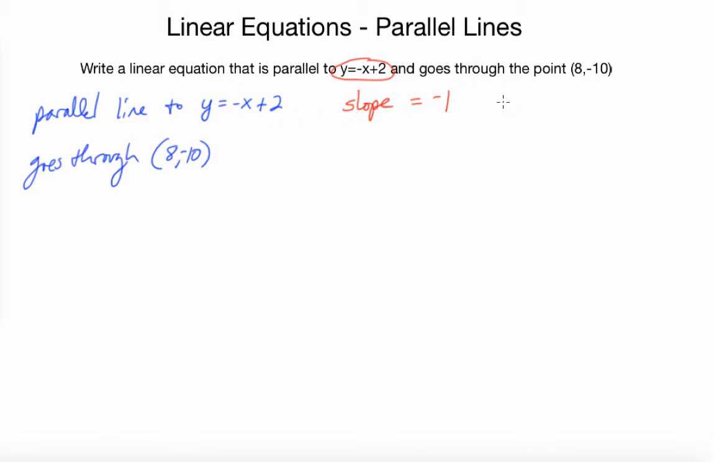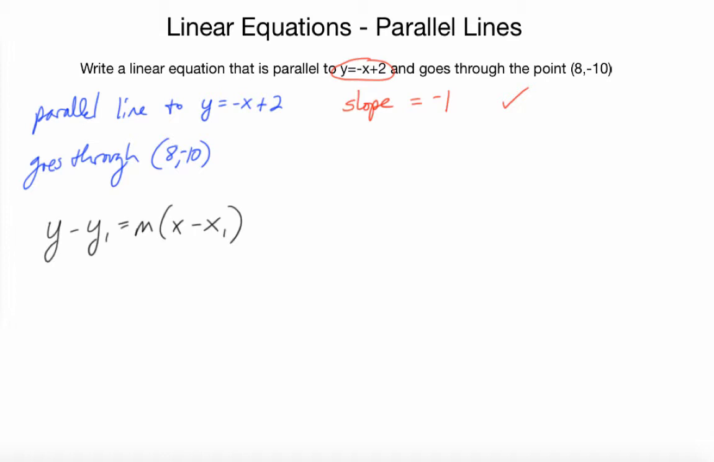So there you go. We just satisfied the first condition. Whatever linear equation I make has to have a slope of negative 1 because it's got to be parallel. It has to have the same slope. Okay, the second condition is it has to go to the point 8 comma negative 10. Well, I'm going to pull out my point slope form equation, which is y minus y1 equals m times x minus x1, because it's the easiest way.